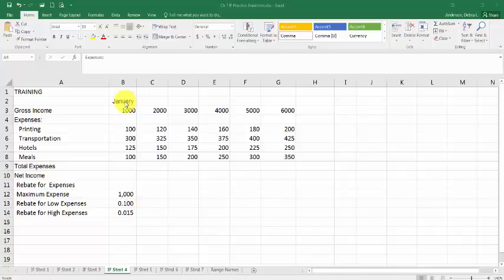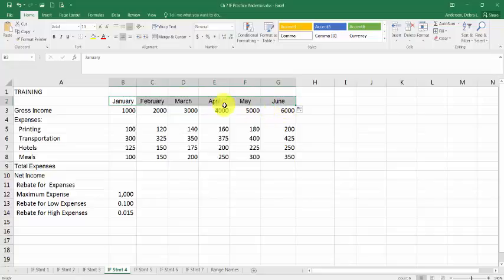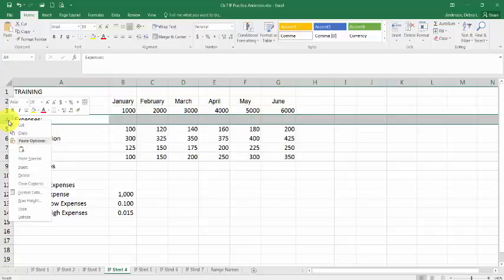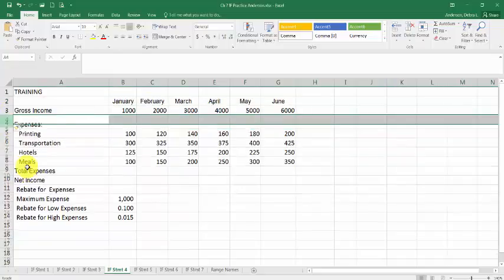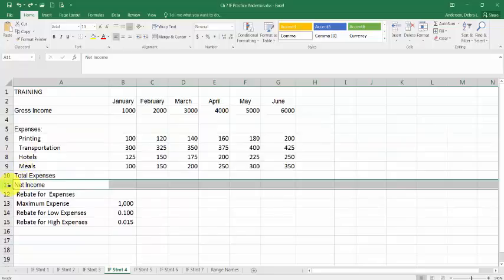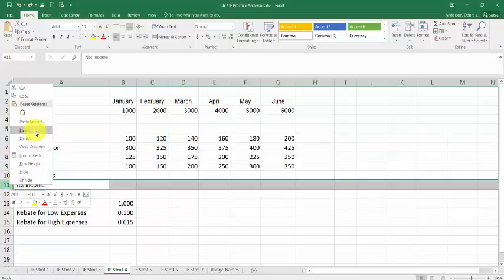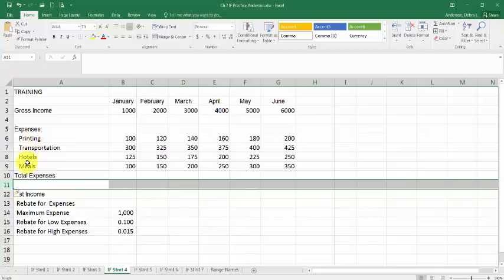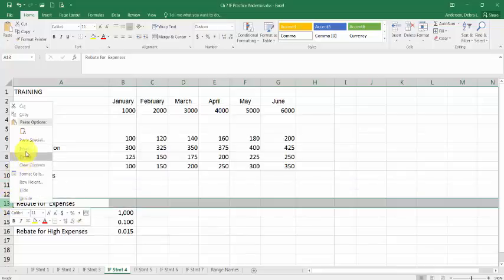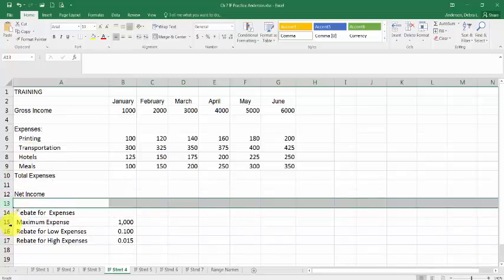So the first thing I want to do, again a few things to do before I do the if statement, I'm going to use fill and arrange to copy my months across. Since it does this for you, you shouldn't be typing it. Insert a row above expenses, select the row, right click, insert. Insert a row above net income, select the row, right click, insert. Insert a row above rebate for expense, and insert a row above maximum expense.